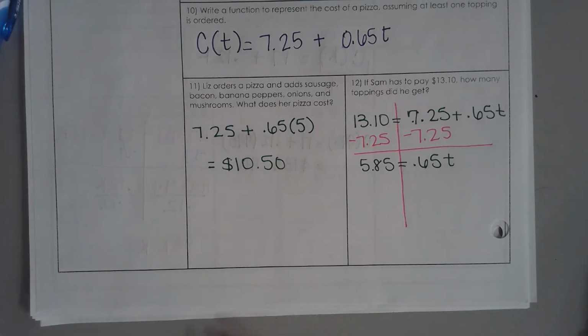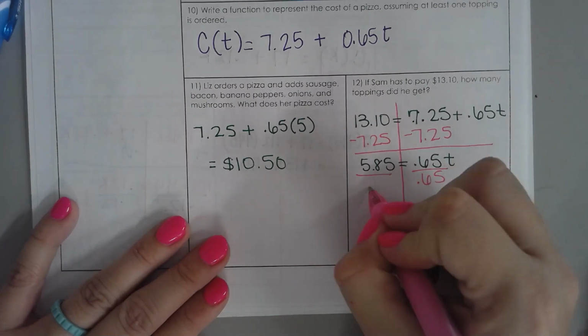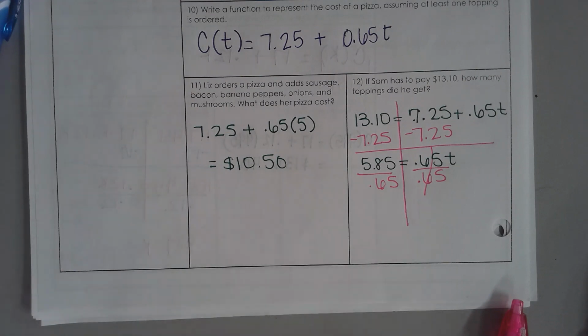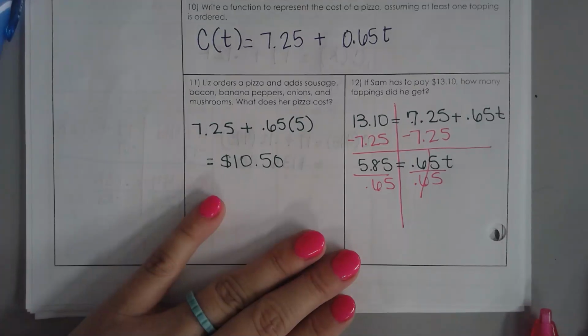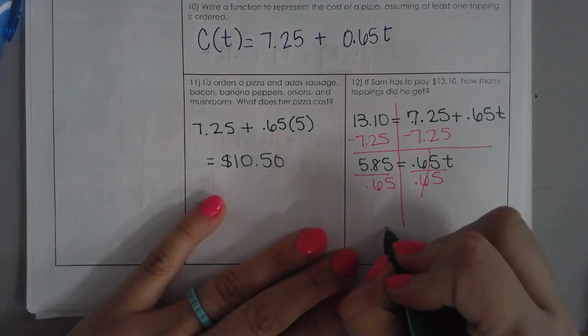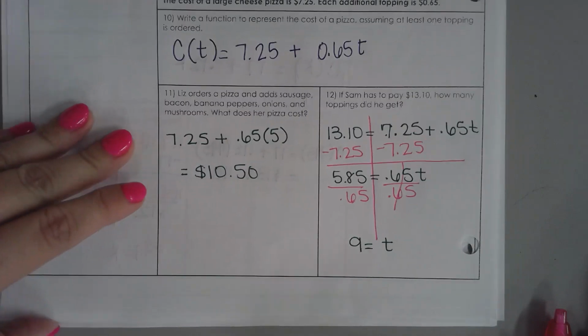All right, and Dale, what's my next step? Yep. Divide by 0.65. And Emily, what do I get when I divide by 0.65? 9. You went in there and asked for all the toppings. That's a lot of toppings. Good.